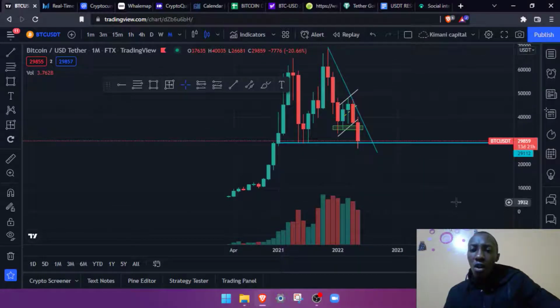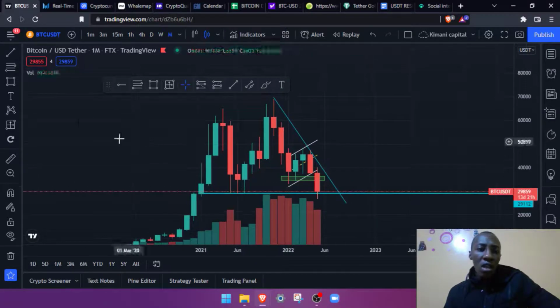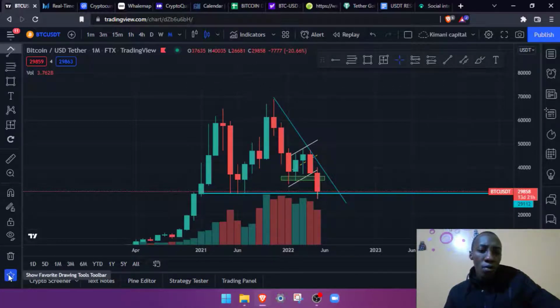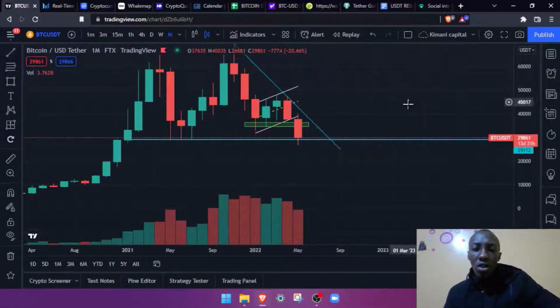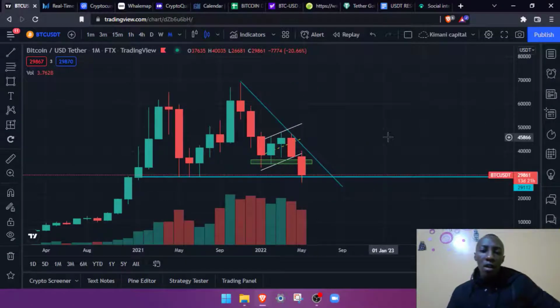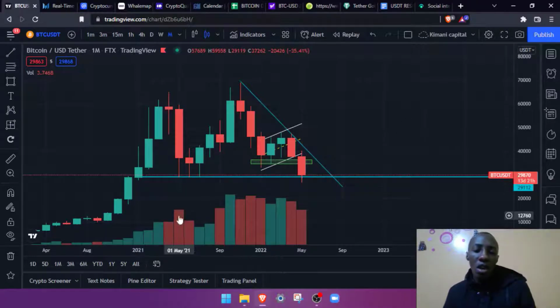But for now, we are seeing the fear and greed index at 8%, which means almost the entire market right now is super bearish. We have two scenarios here. Now that we're at a strong support, we have not yet broken it, we have not yet closed below it.